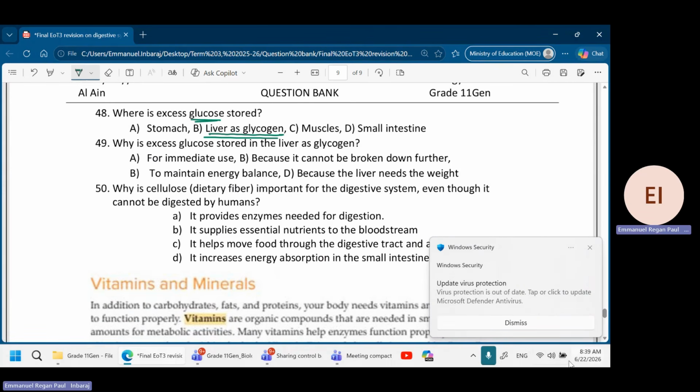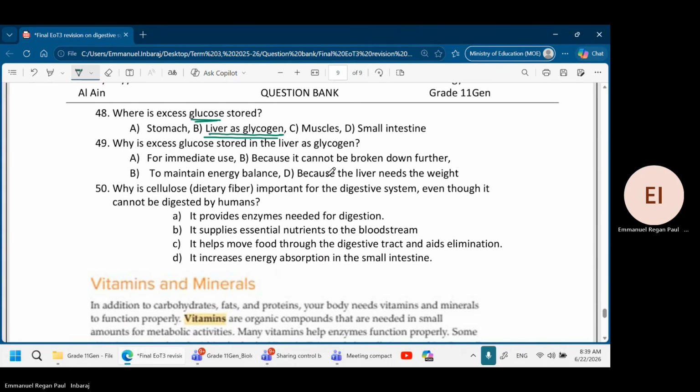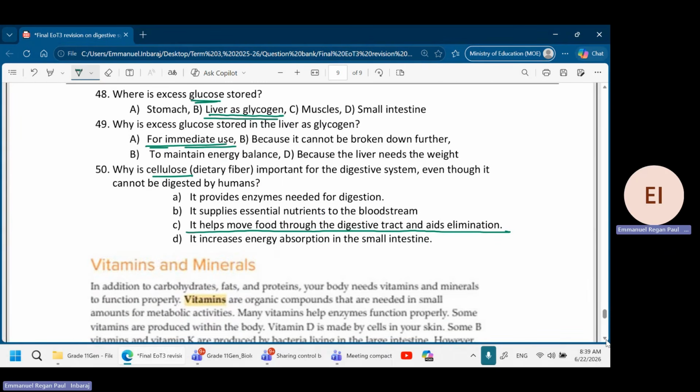Why is the excess glucose stored in the liver as glycogen? Because it is for immediate use. Whenever you need it, you can use it. So that is why it is stored. Why is cellulose, the fiber, important for the digestive system? It helps to move the food through the digestive tract and aids elimination. So this is about this question.